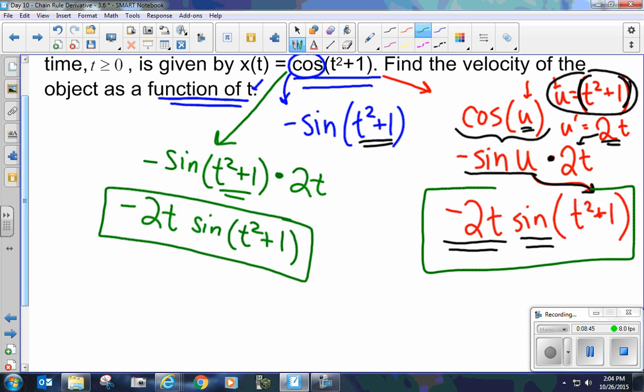Some people like to write the u out and do it all nice and organized, and some people can do it on the fly. The more comfortable you get with it, the more you'll get this way on the left.